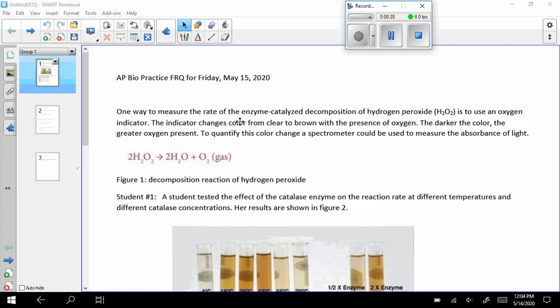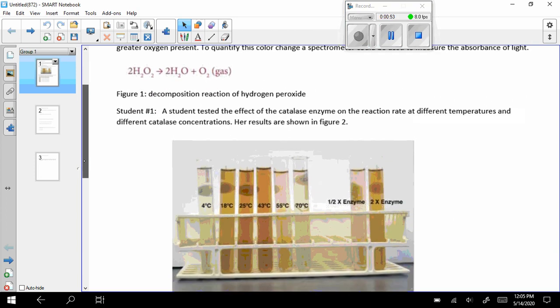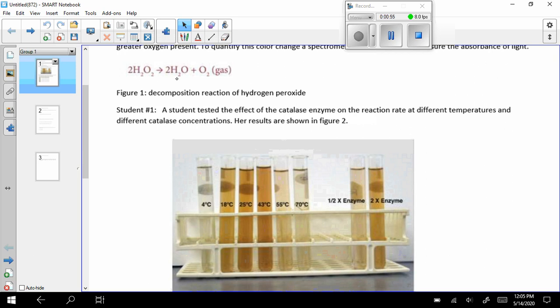So one way to measure the rate of the enzyme catalase decomposition of hydrogen peroxide is to use an oxygen indicator. The indicator changes color from clear to brown with the presence of oxygen. The darker the color, the greater oxygen present. To quantify this color change, a spectrometer could be used to measure the absorbance of light. All right, and then they show us the reaction. Hydrogen peroxide decomposed into water and oxygen gas.